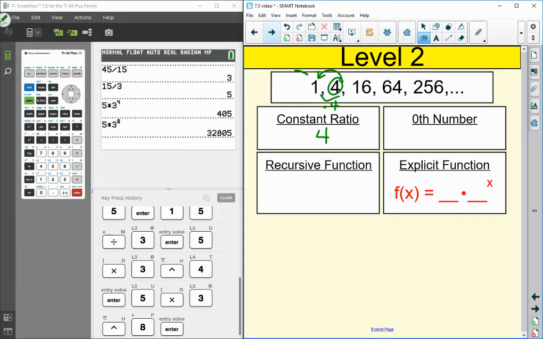So now we need our 0th number. If I go backwards, I'm going to take my first term and I'm going to divide it by 4. And when I look at that one, hopefully you notice that that does not divide out evenly. So I'm just going to leave my 0th term as 1/4.